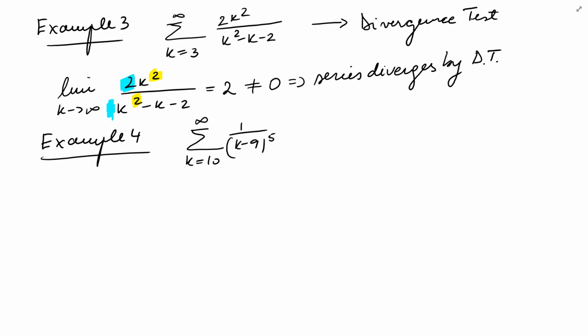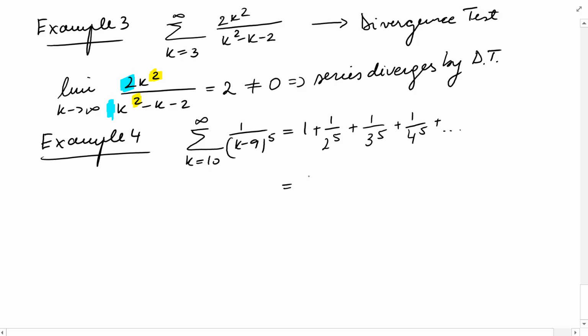Let's say example 4, the sum as k equals 10 to infinity of 1 over k minus 9 to the 5th. If we write out a few terms, if k equals 10, we get 1. If k equals 11, we get 1 over 2 to the 5th. If k equals 12, we get 1 over 3 to the 5th, plus 1 over 4 to the 5th, and so on, which means we can rewrite this series as the sum as k equals 1 to infinity of 1 over k to the 5th.